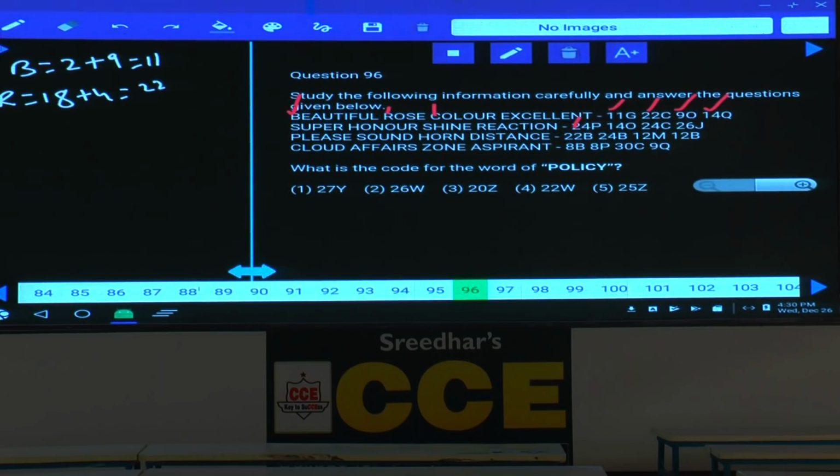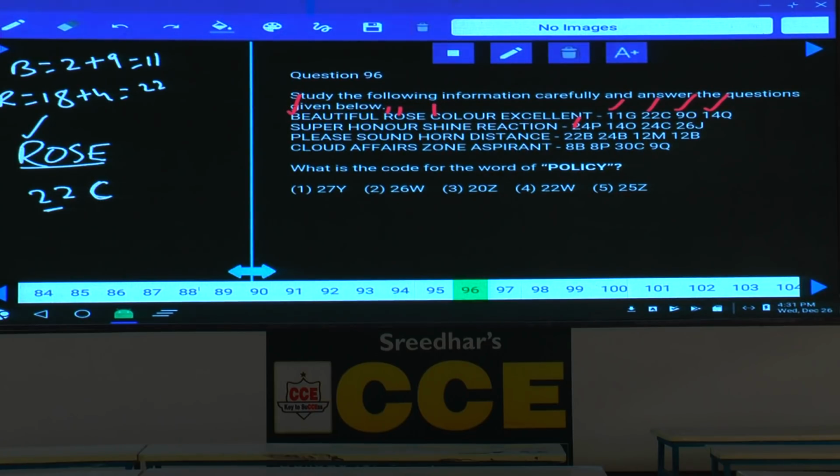Then coming to beautiful. Now 11 is there, then how will you get this G here? How are you getting this letter G? Plus 2 to the second letter? Then for the word rose, O plus 2 must be Q. Yes, what is the code to the word rose? The code to the word rose is 22C. How are you getting this 22? The value of R is 18. There are 4 letters, 18 plus 4 is 22. Hence, C is the code to the word rose.